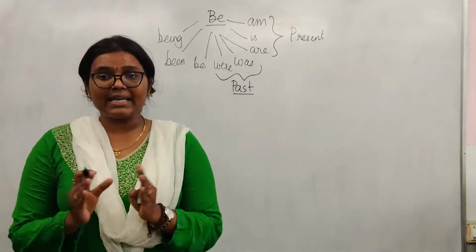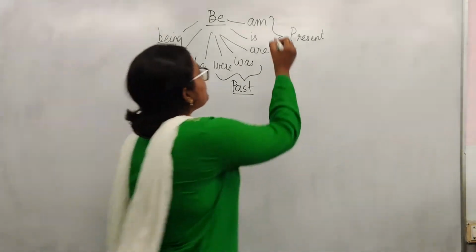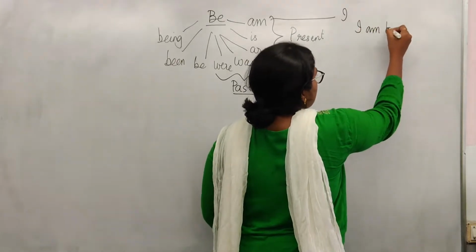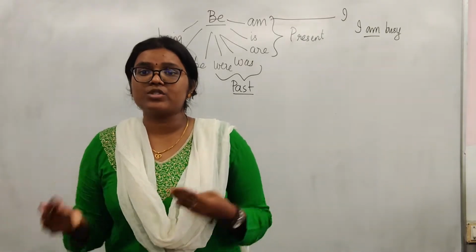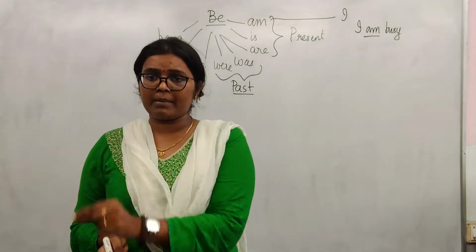Now, I is a pronoun, and with I we only use am. For example, I am busy, or I am working, I am a student, whatever it is, with I we always use the verb am.